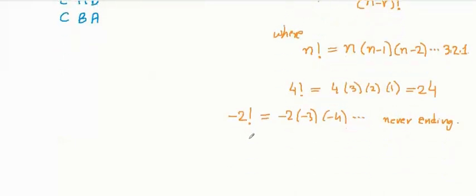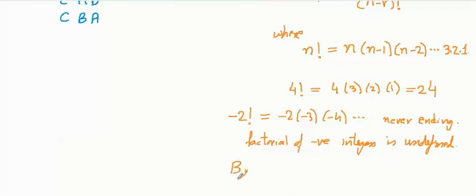So factorial of negative integers is undefined. We only have the factorial of positive numbers and 0. By definition, we say that factorial of 0 is 1. So it is defined: by definition, 0 factorial is equal to 1. And 1 factorial is obviously 1.